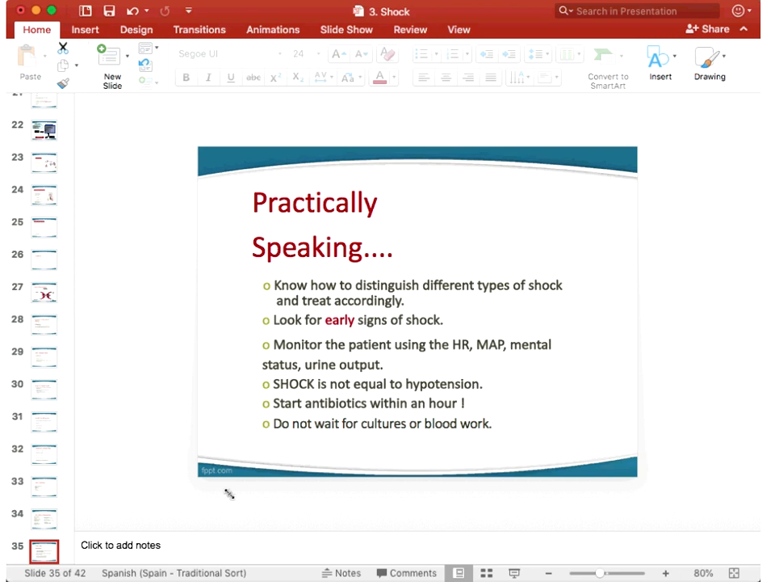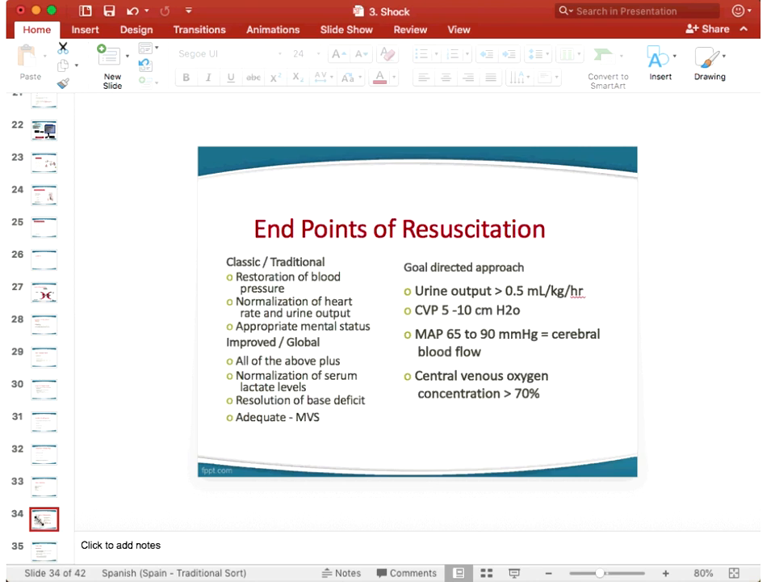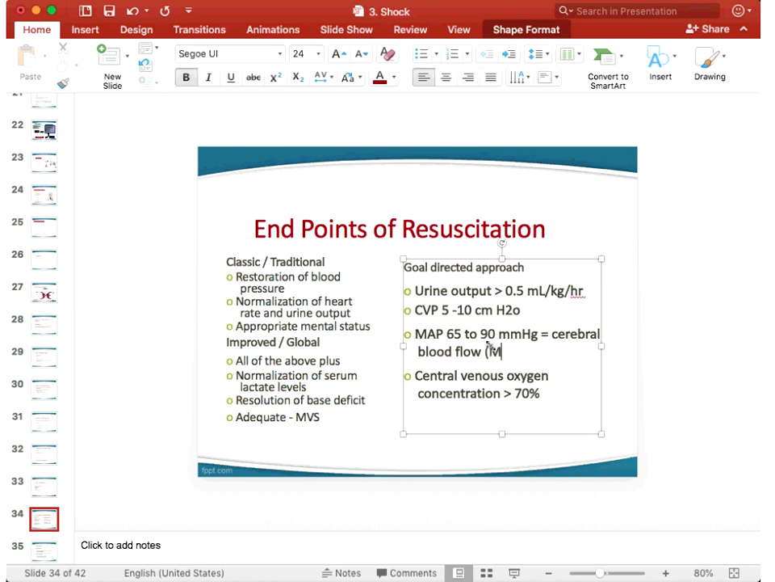What's MAP? MAP, the initials MAP. Okay, this is the mean arterial blood pressure. Can you recall the formula? Mean arterial blood pressure: 2/3 of diastolic and 1/3 of... Yes, yes, that's it. Yeah, that's it.